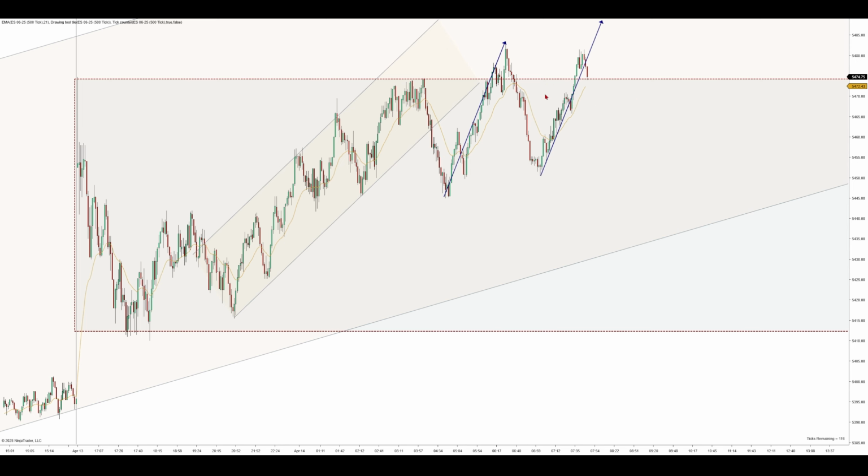So this is a competition zone as well, and what I mean by that is there's reasons for the bears and there's reasons for the bulls, both sides to have their reasons.